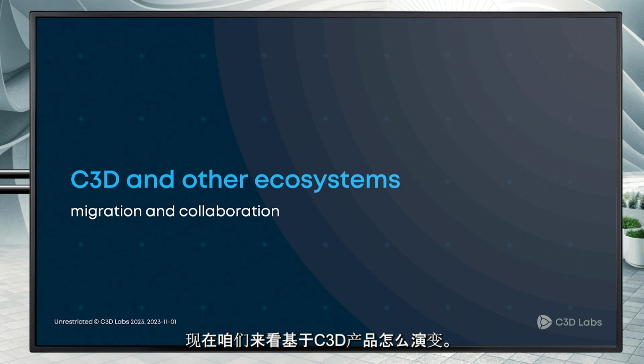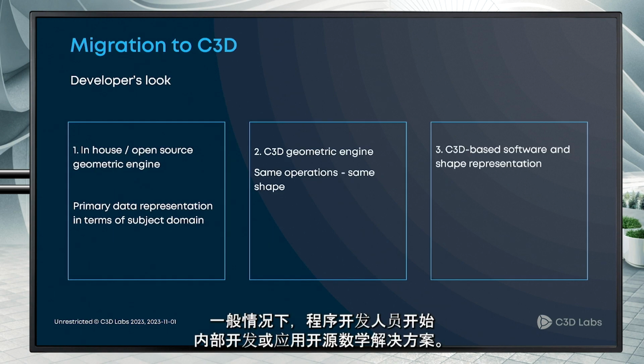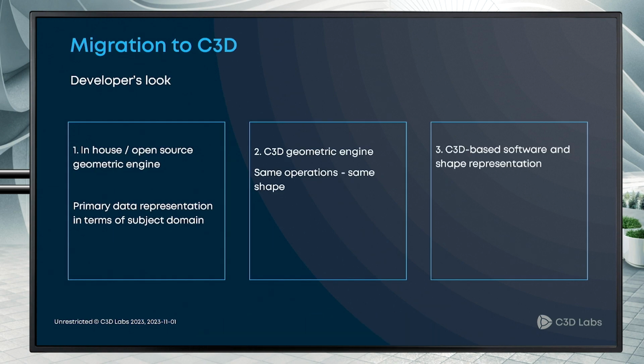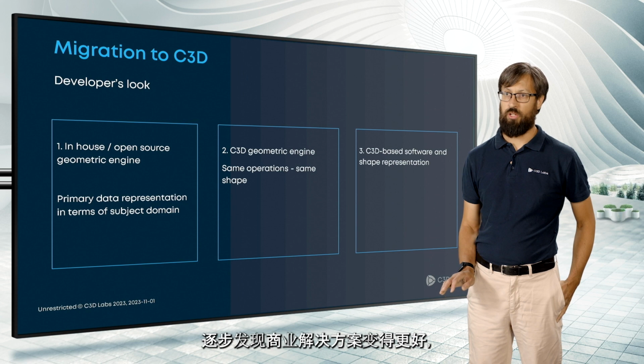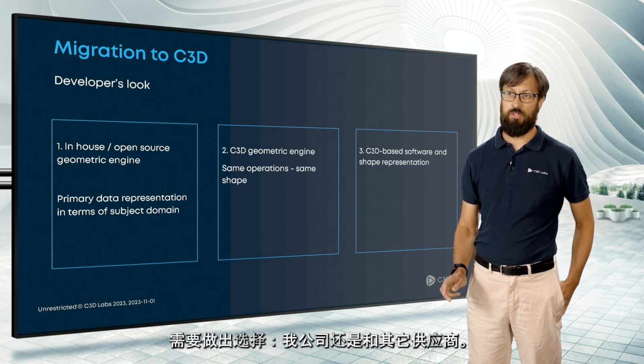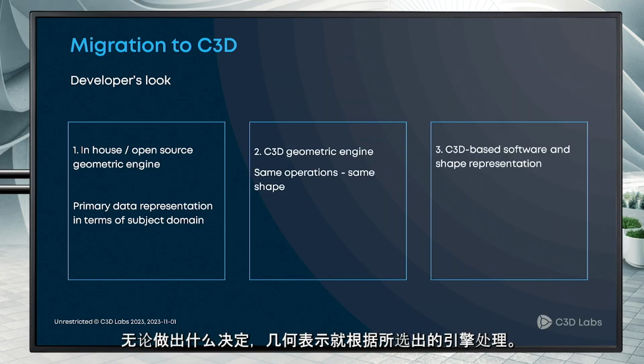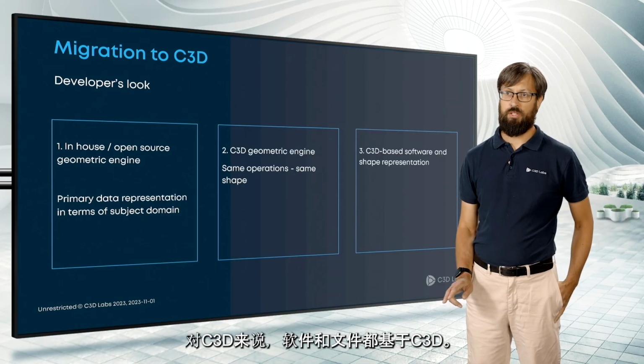Now let's have a look how C3D-based applications evolve. This case seems to be typical for us. Usually, application developers start from in-house or open-source math solutions. The primary data representation comes from subject area. Shape is calculated. Gradually, it turns out that commercial solutions fit better. And here there is a choice between us and other vendors. Regardless of that, the geometric representation becomes subject of the selected engine. In case of C3D, the software and file become C3D-based.